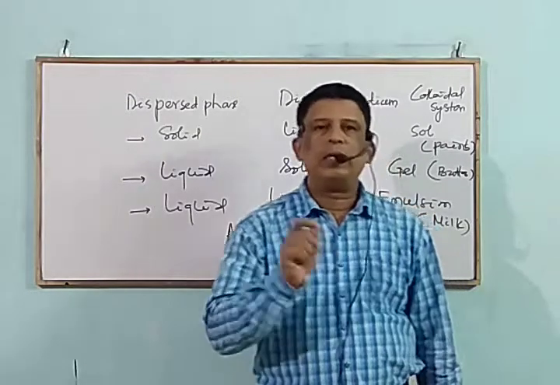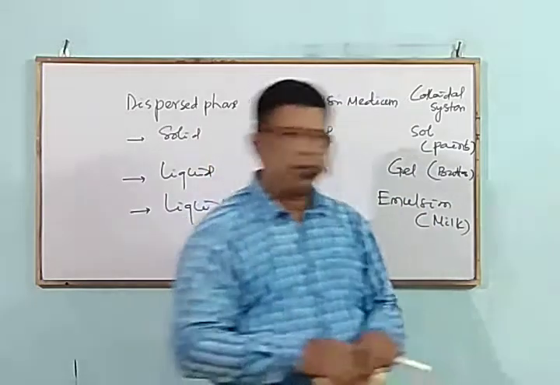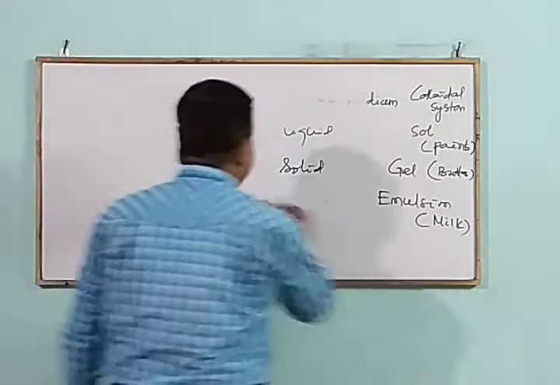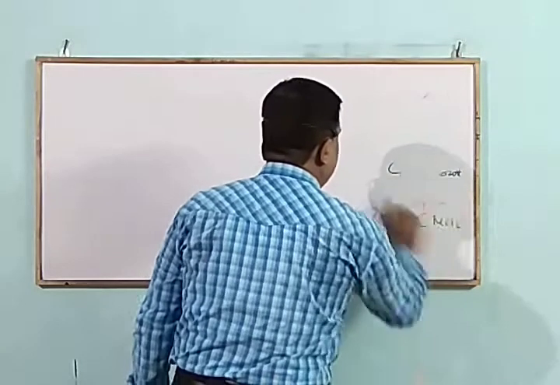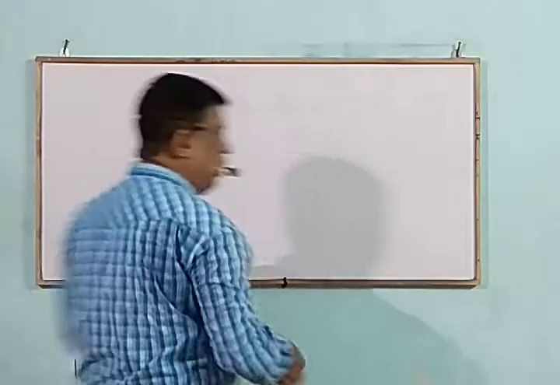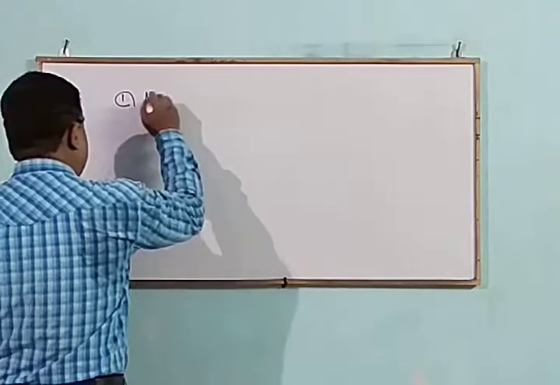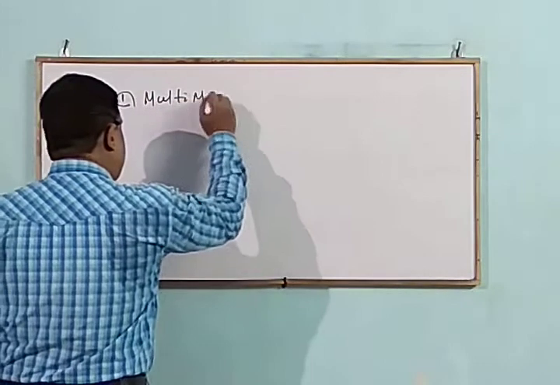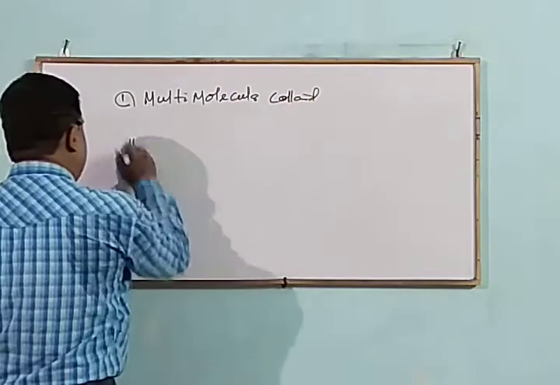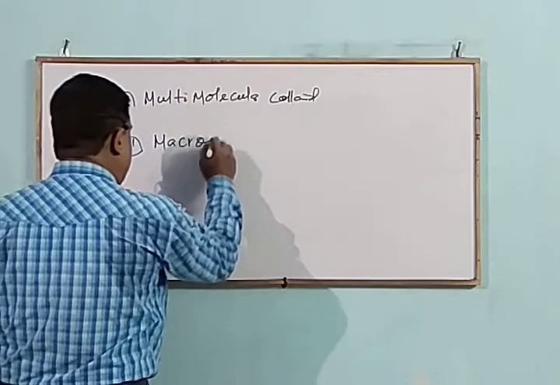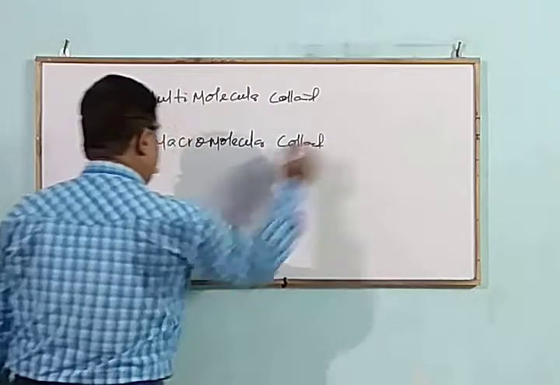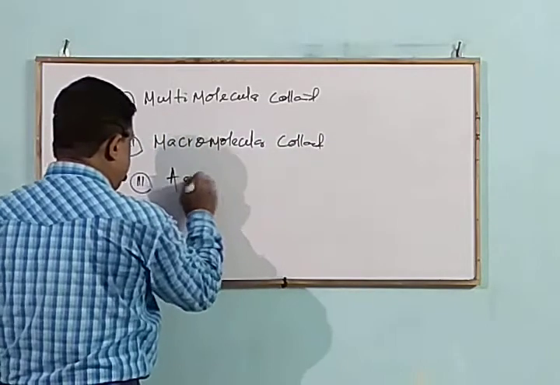Last one, on the basis of molecular size. Mark that. On the basis of molecular size, there are three different types. One is known as multimolecular colloid. One is known as macromolecular colloid. And one is known as associated colloid.